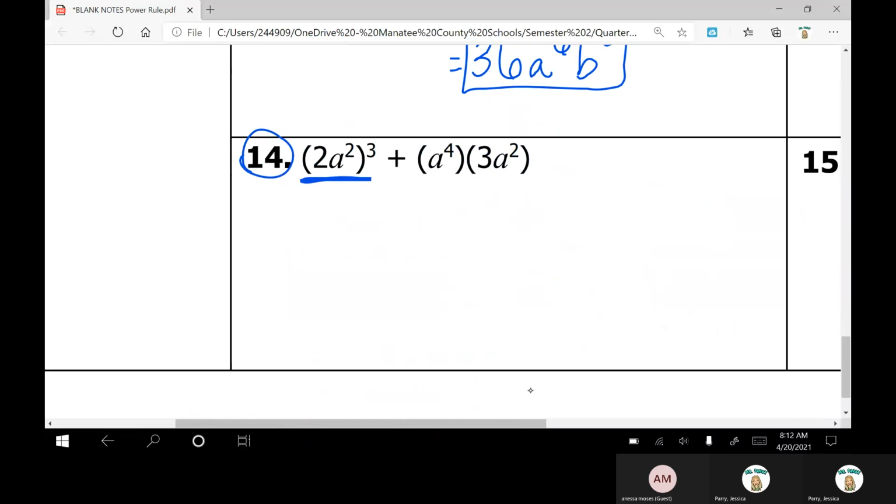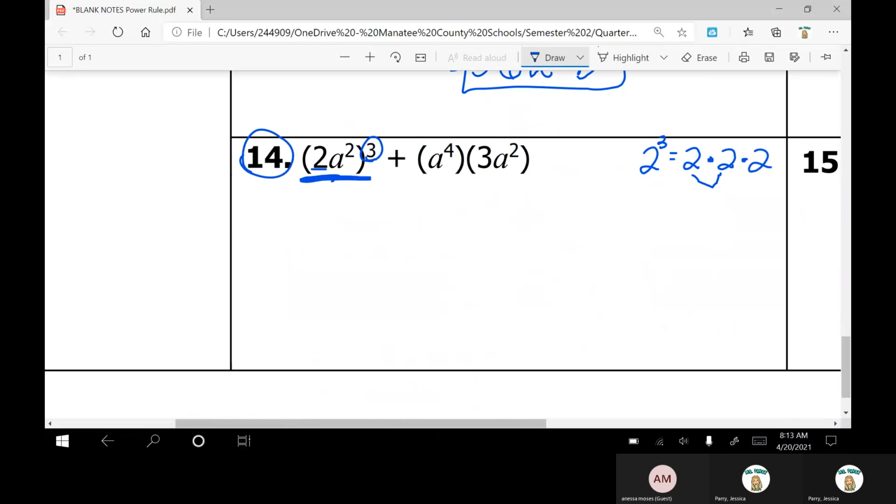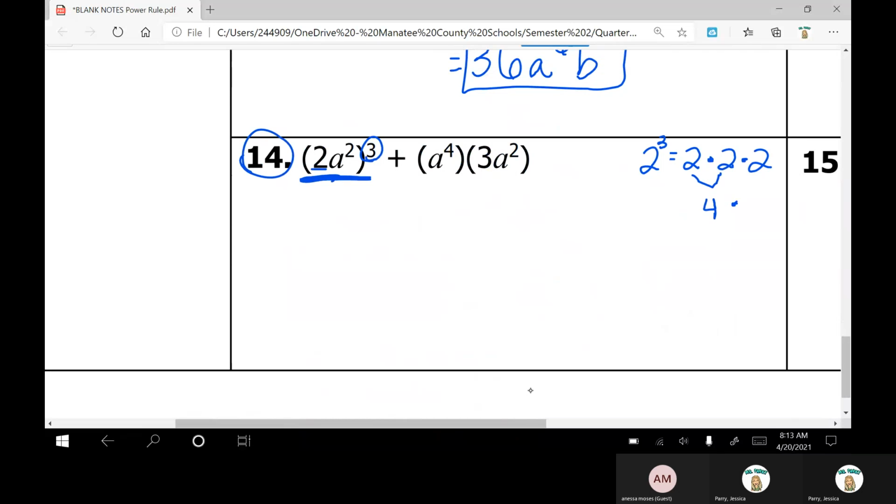Okay, so first let's clean this up. We've got our power to a power rule. So first let's do 2 to the power of 3. That's really 2 times 2 times 2. 2 times 2 is 4. Bring down this times 2. 4 times 2 is 8. So now I've got 8. And then now I can go on to my variable a. Power of a power, so just multiply the exponents. 2 times 3 is 6. So that first term is simplified.